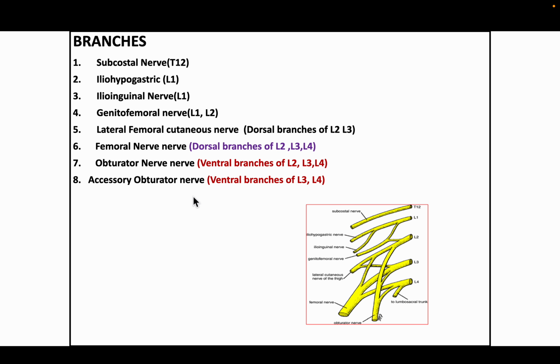So this is all about the lumbar plexus. This is a very short topic but a very important topic.